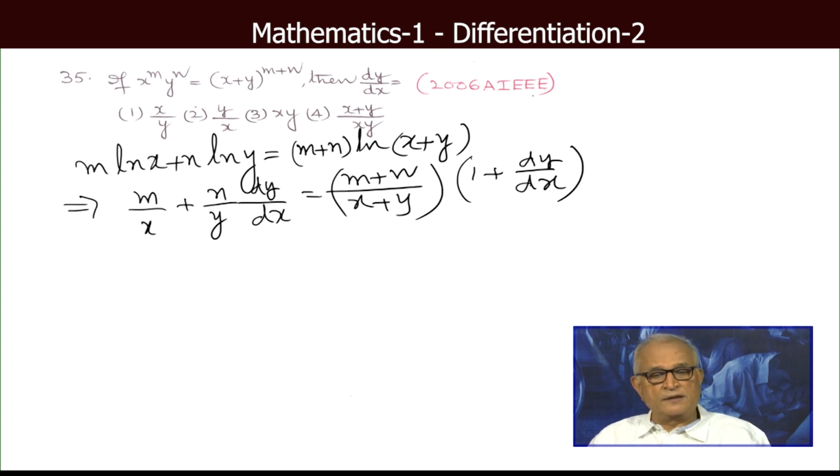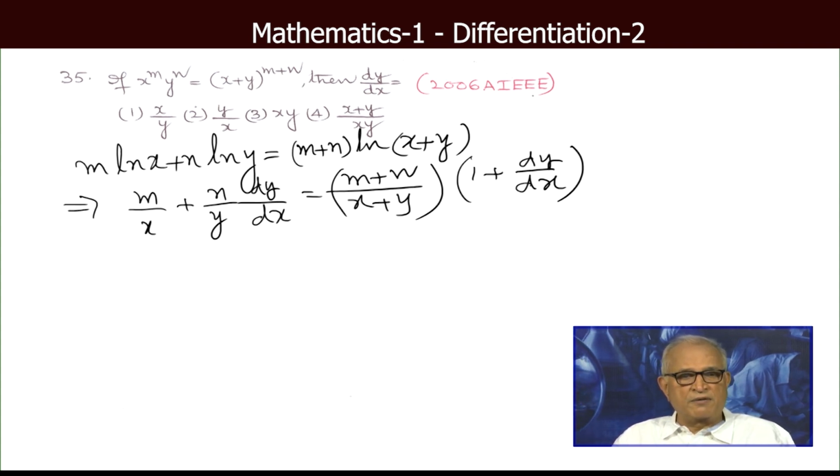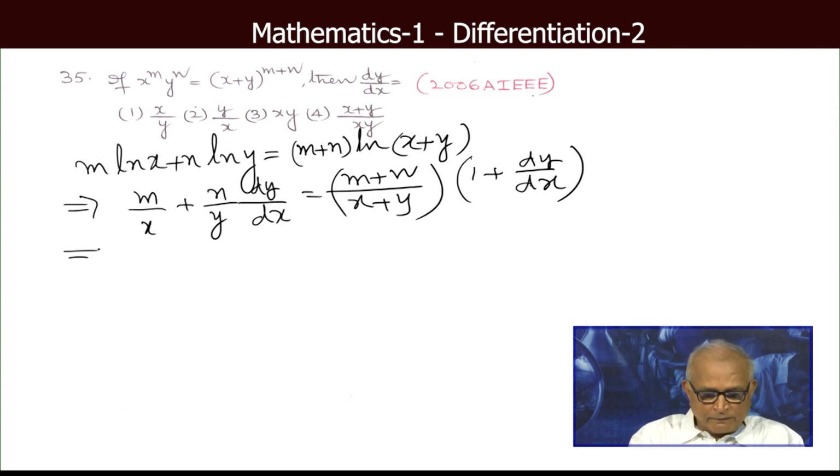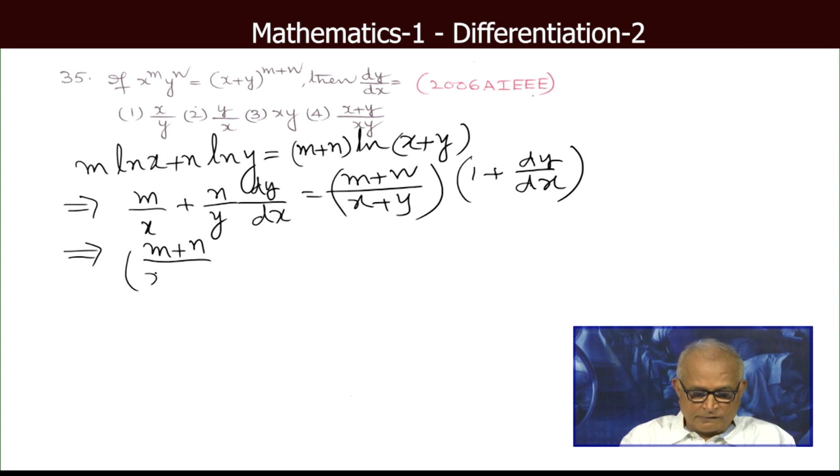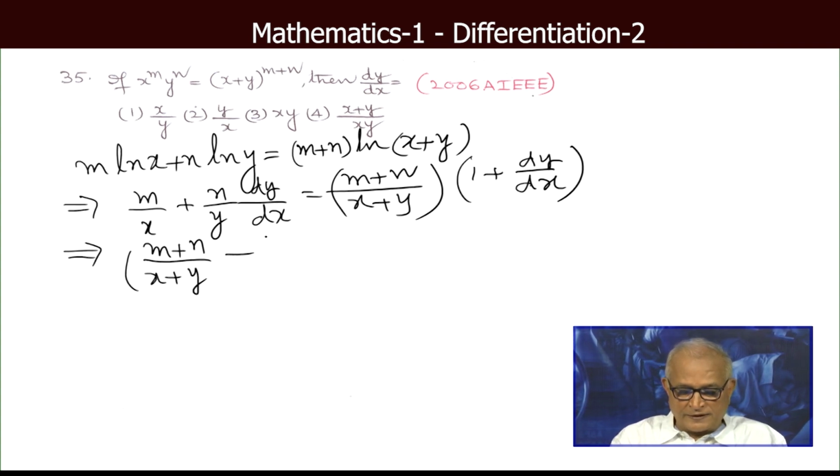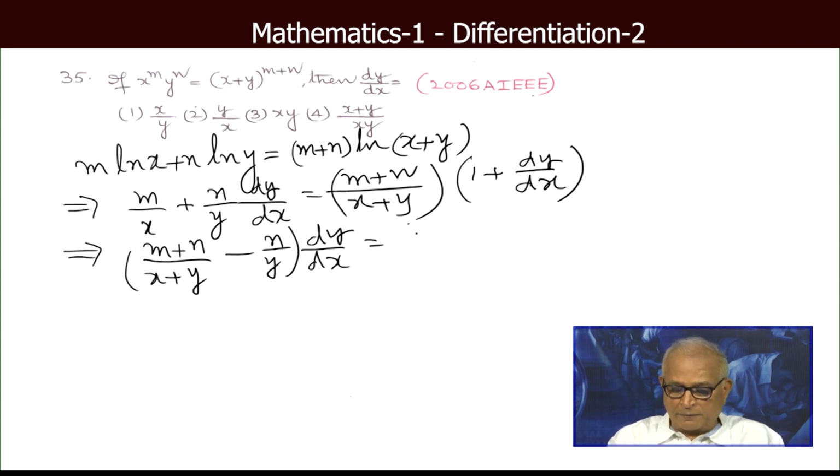So, very clear. That is the result you get by differentiating term by term with respect to x. Okay. Let us separate the terms containing dy/dx and write them on one side. (m+n)/(x+y) minus n/y, into dy/dx, is equal to m/x minus (m+n)/(x+y).